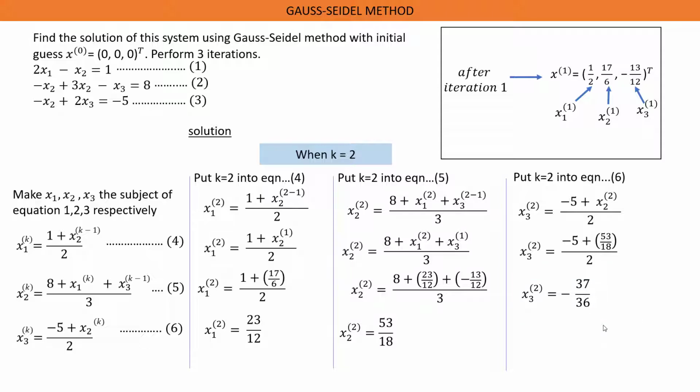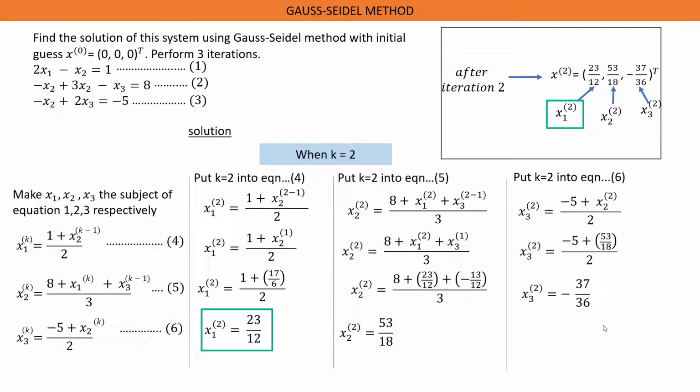The values of S after iteration 2: S iteration 2 equals 23 over 12, 53 over 18, and negative 37 over 36. S1 iteration 2 is 23 over 12. S2 iteration 2 is 53 over 18. And S3 iteration 2 is negative 37 over 36. Let's move on to our last iteration.